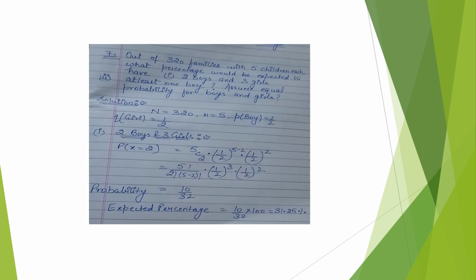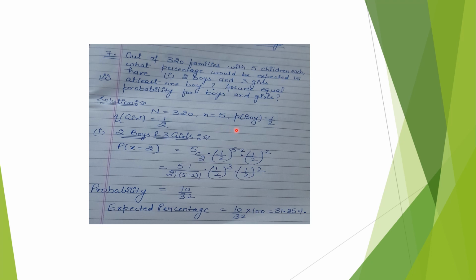So now moving towards the solution of this question. Firstly, we have the data of 320 families, so this 320 is to be denoted by the symbol n. So capital N is equal to 320. And each of these 320 families has 5 children, so small n will become 5.